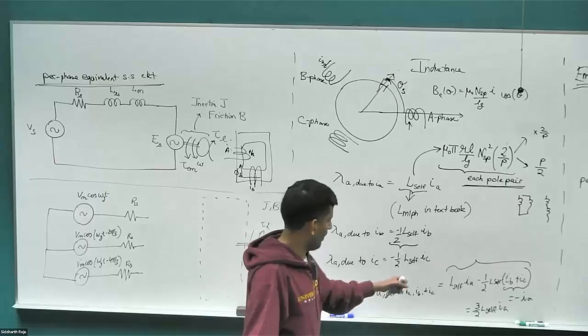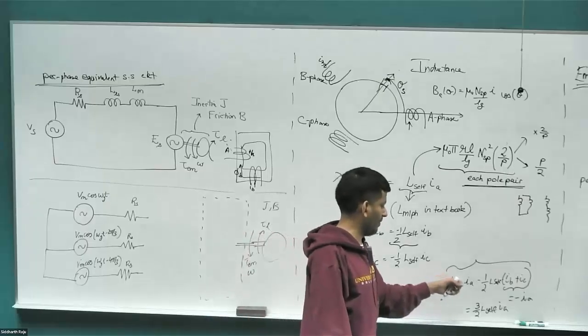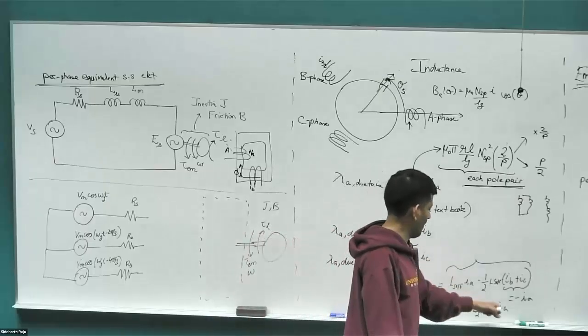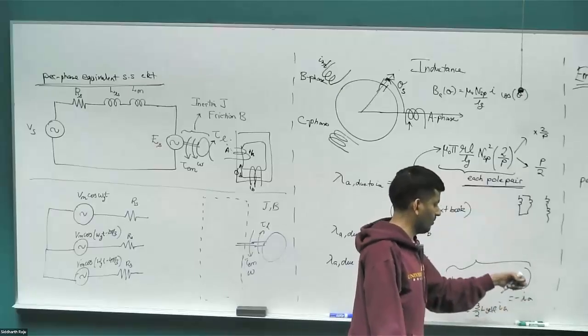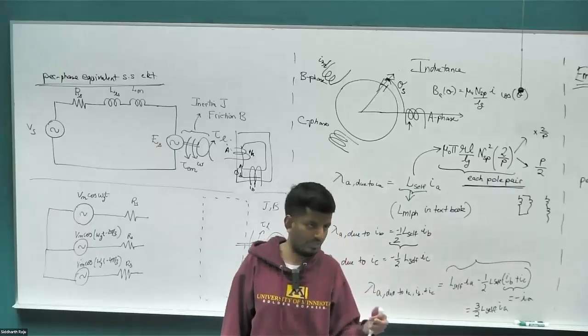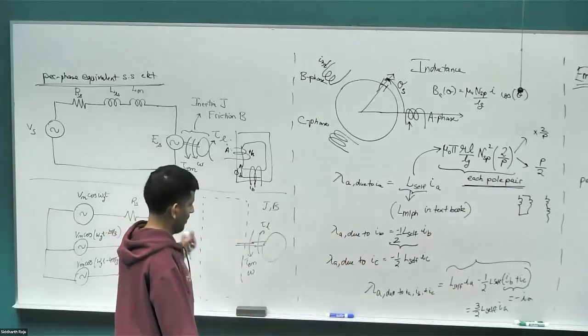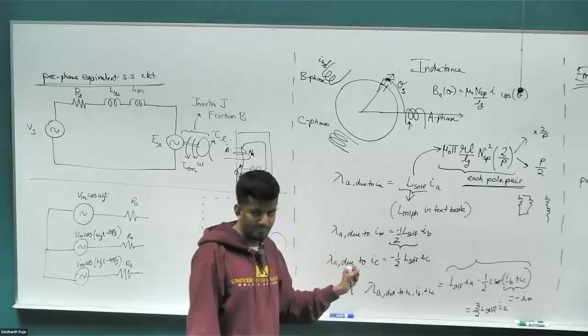And this is true whether we are looking at steady state or transient. It doesn't matter whether your circuit is in transient or steady state. It will always be 3 by 2 times L self times IA, because IA plus IB plus IC equal to 0 is true in transient as well as in steady state. Because it's a three-wire system, current can't go anywhere else. Right? Everybody clear so far?